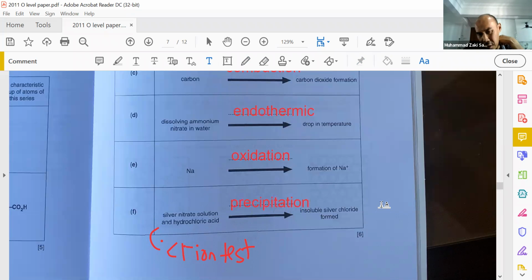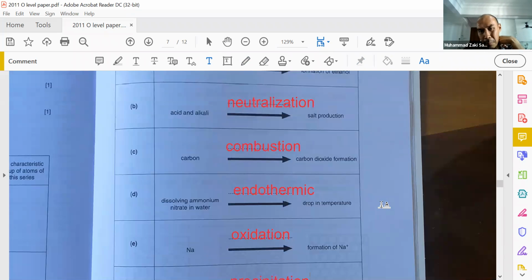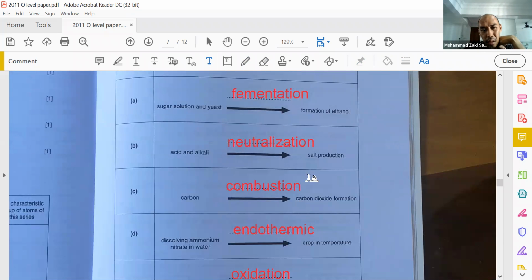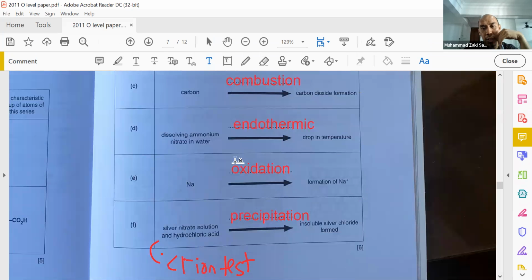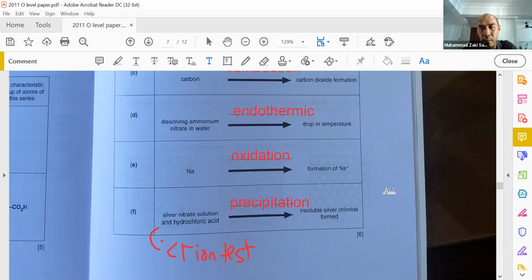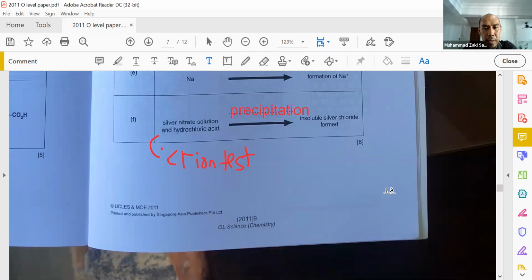Okay, right. So this particular question looks simple. The first three can be quite simple. The D, E, F can be quite confusing. All right. So the difficult one, just take note. Okay, remember. Next.